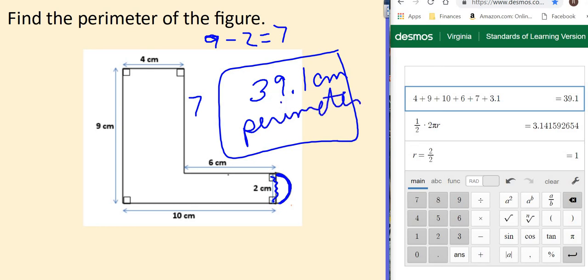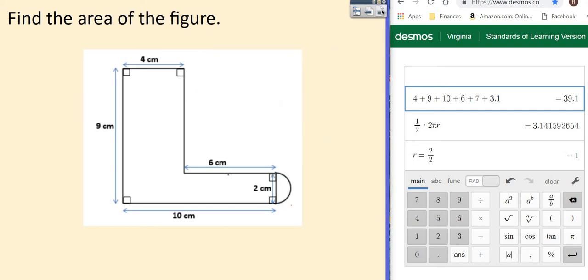So I had to make sure not to add that 2 because it wasn't on the outside, and I had to find the circumference of that semicircle. We also had to find that 7 that was missing. All right, that's perimeter. Okay, now we want to find the area of this. Well, we're lucky because I think we've already found at least the area of part of this. So let's do this first rectangle here.